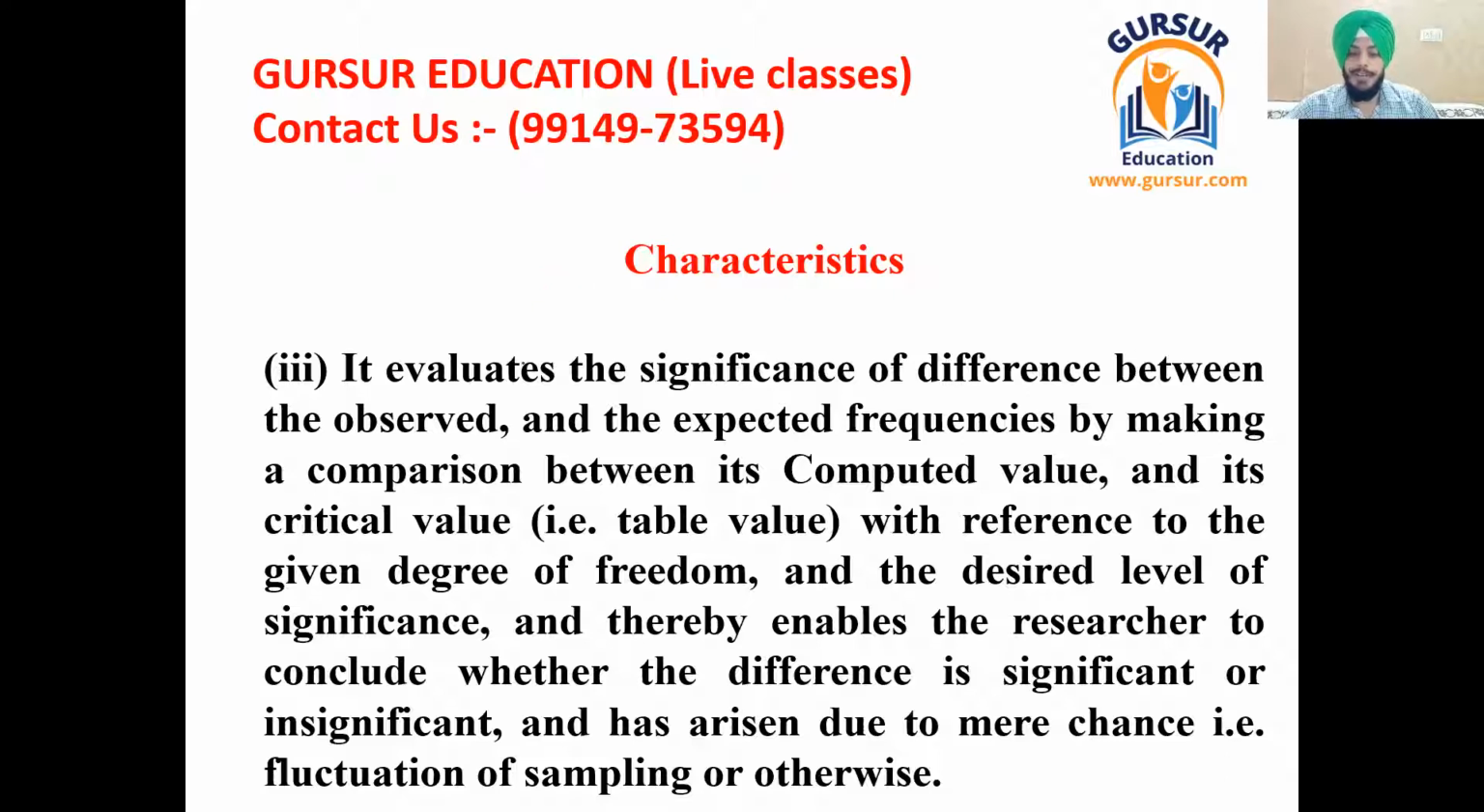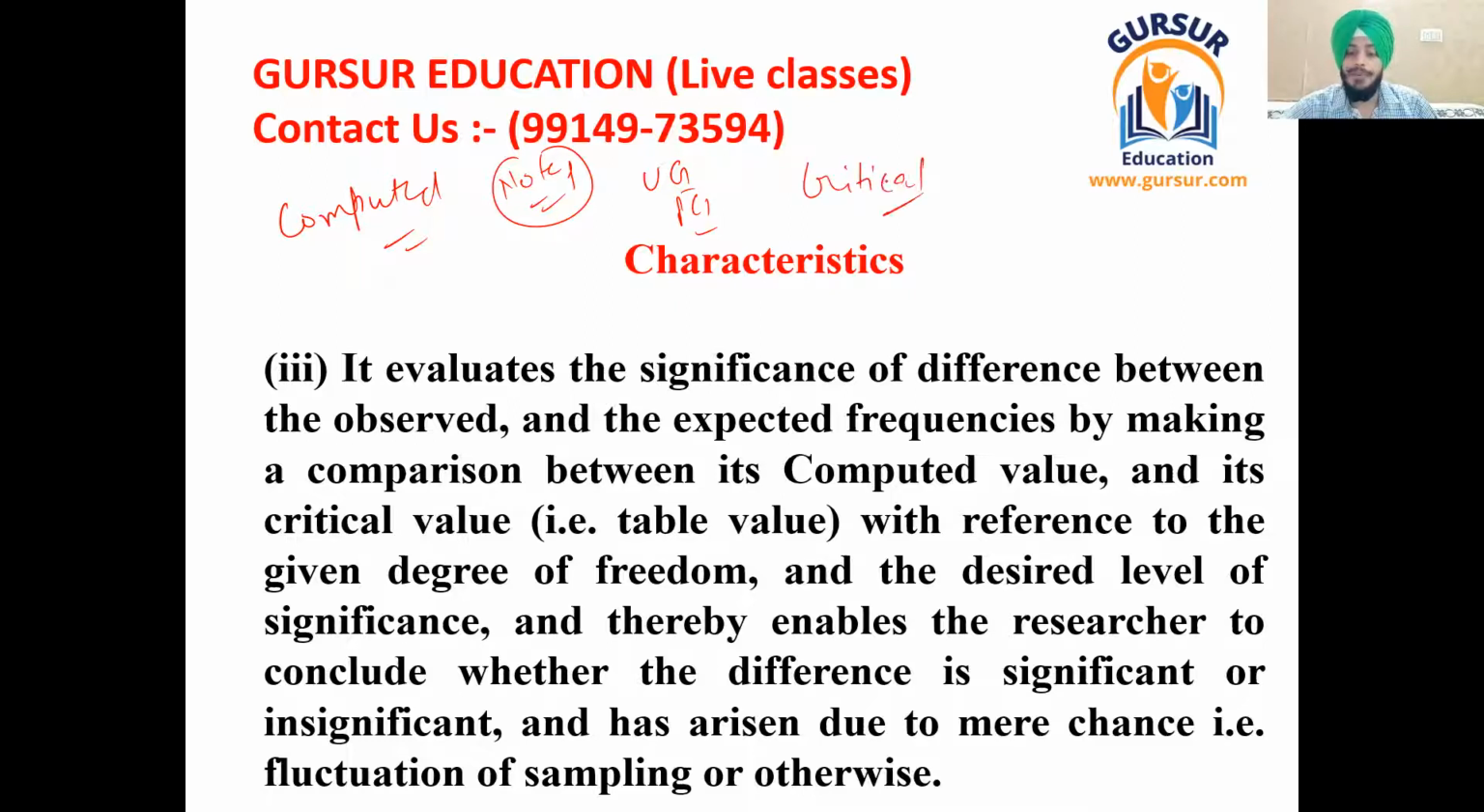So the third one is, what does it do? It evaluates the significance of a difference between observed and expected frequencies by making a comparison between a computed value and a critical value. It finds the computed value. So you apply the formula given in the chi-square test, which has already been defined in a very elaborate manner in the notes, and you can go through UG PG books as well. Okay, so it simply finds the computed value and then the critical value.